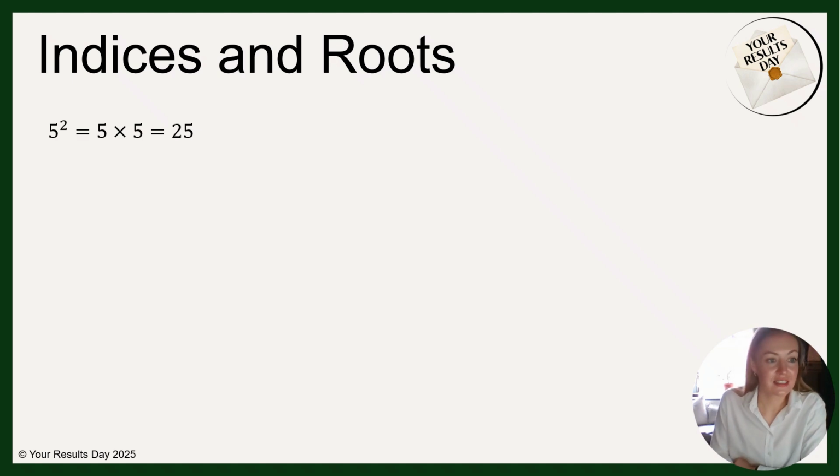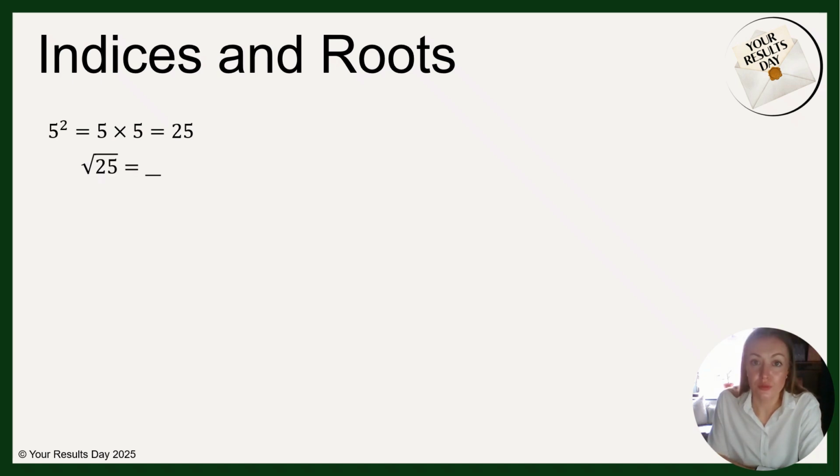If we move over to this example on the left, I've written 5 squared. That means 5 times 5. And the little power or index, in this case the 2, tells us how many times to multiply the base number together. So this is saying in my calculation, I need to write down 2 5s being multiplied together. So 5 squared is the same as 5 times 5, which is 25.